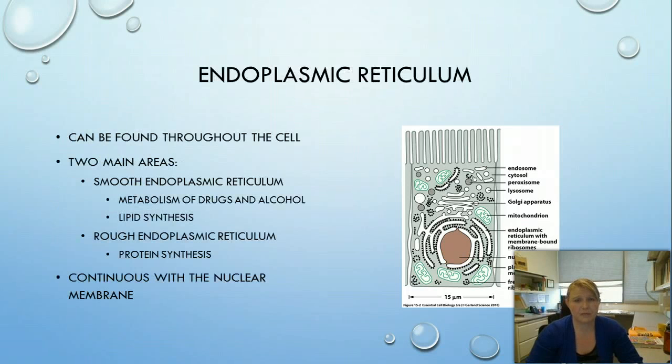The next organelle we're going to talk about is the endoplasmic reticulum, and this is connected to the nuclear membrane, and we call it the ER for short. And remember, there's 2 types of ER. There's the rough ER, which has ribosomes on it, which is used for protein synthesis, and then we have the smooth ER, which is responsible for the metabolism of drugs and alcohol, as well as lipid synthesis, and this is where we get that membrane generation we talked about before.